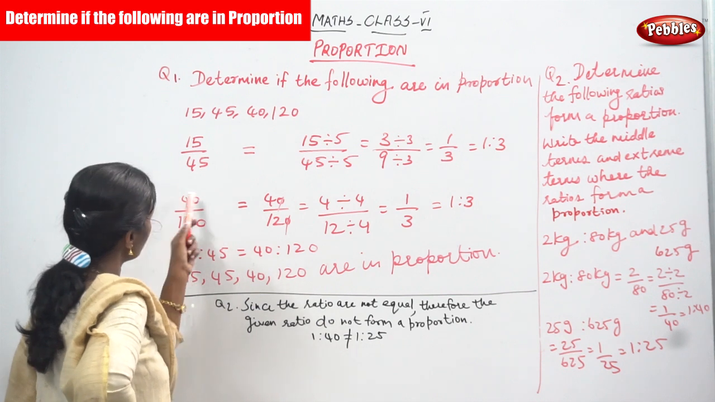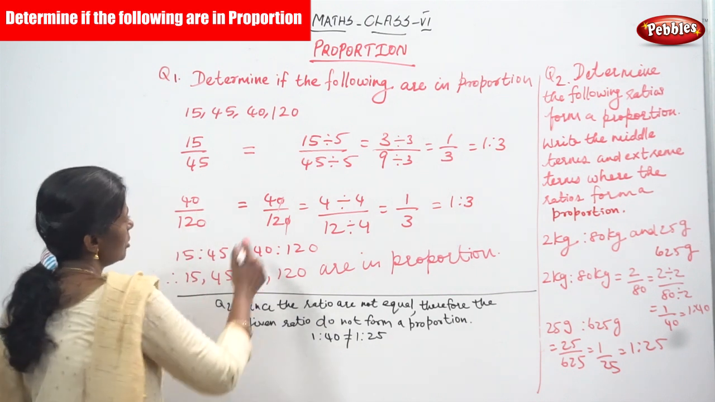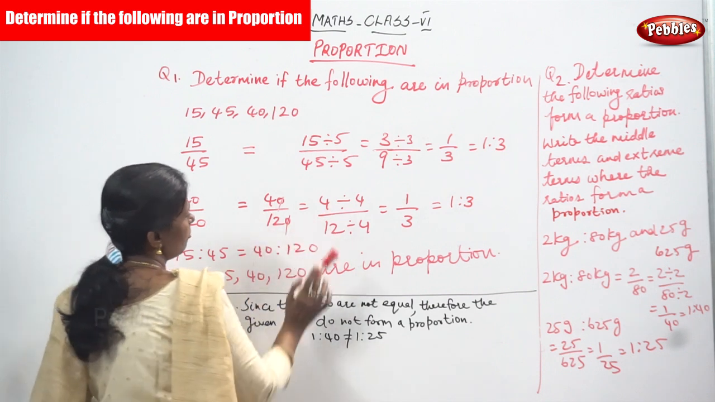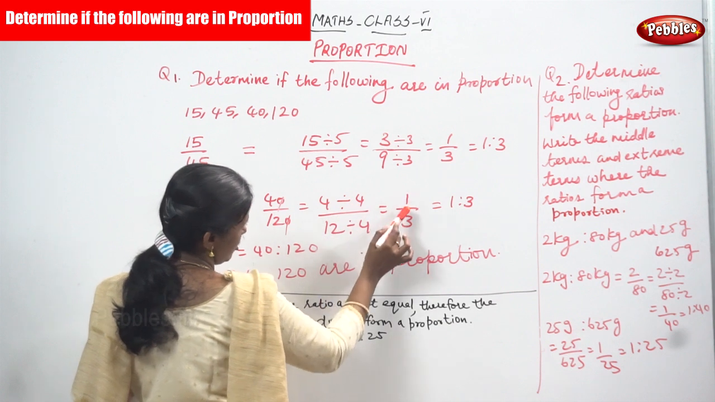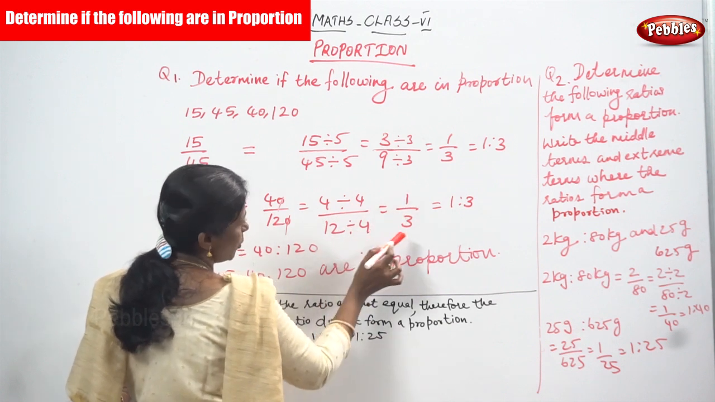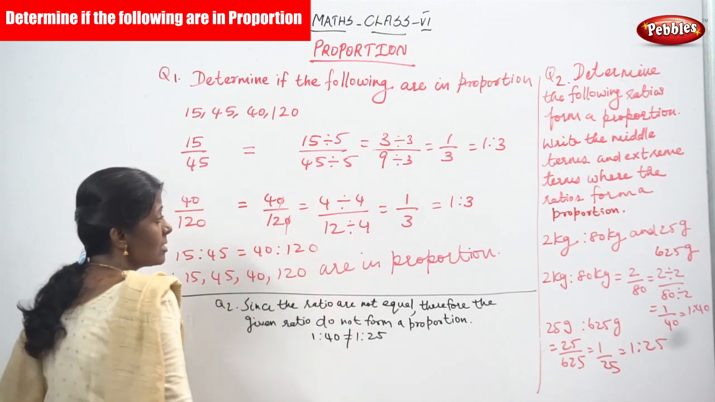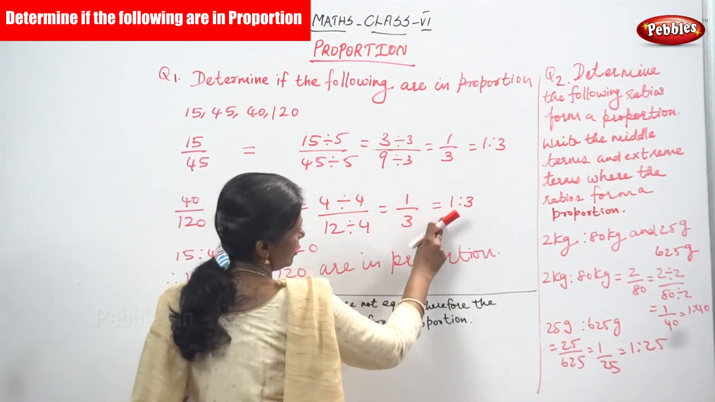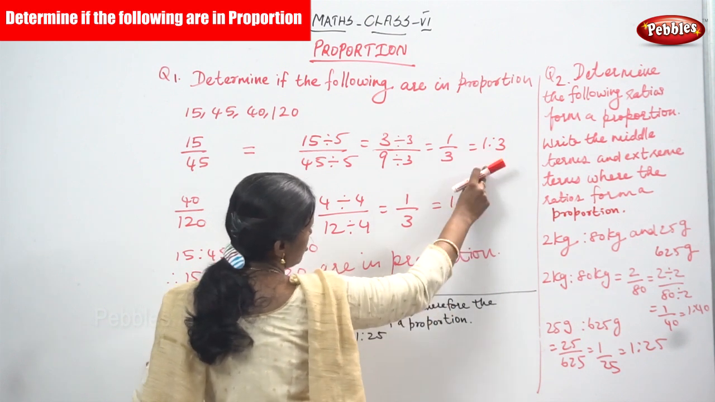First you have to convert into a fraction, 40 divided by 120. After that you cancel the 0. 4 is divided by 4 and 12 is divided by 4. You get 4 divided by 4 is 1, and 12 divided by 4 is 3. So 4 is a common divisor, you can simplify that term. So 1 divided by 3, you get the ratio 1:3. So both are the same ratio, 1:3.